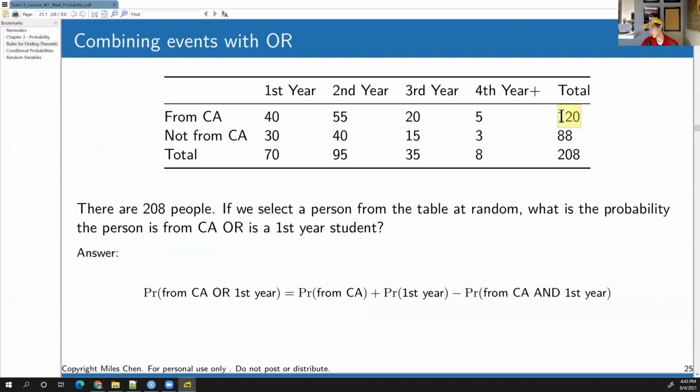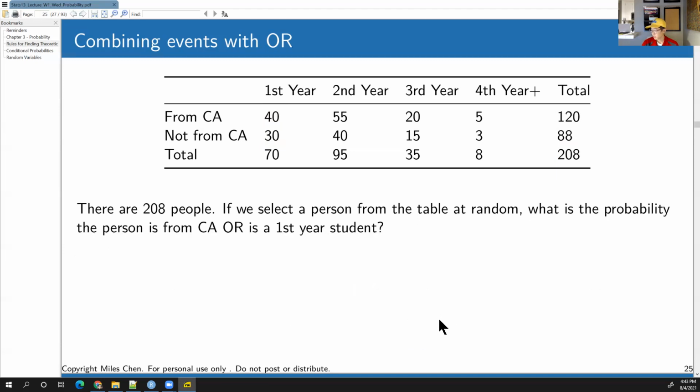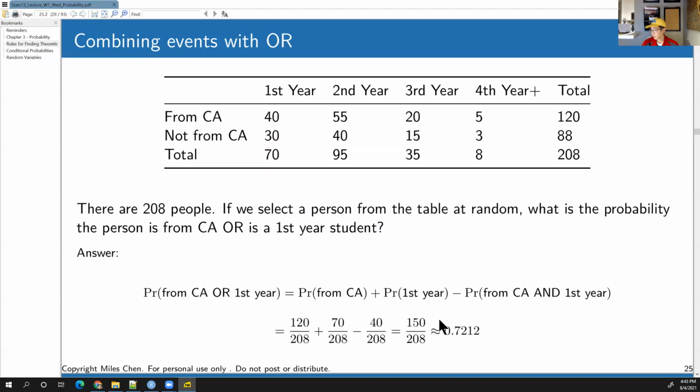We can say, okay, how many people from California? 120. What's the probability of coming from California? 120 out of 208. What's the probability of being a first-year student? 70 out of 208. Okay, and if we add those two up, we get 190. But this 120 consists of these numbers. This 70 consists of this number and this number. And so we're double counting this 40, right? So we gotta subtract that off. Okay. So we do 120 plus 70, we subtract off the overlap one time, and we would get the same answer, 150 out of 208. Okay. So two approaches to get to the same answer.